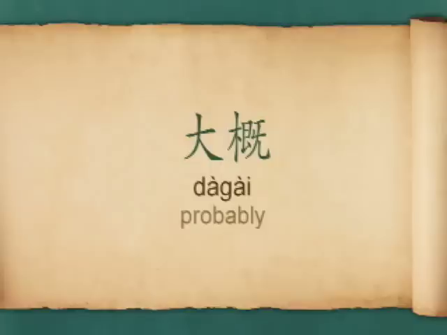Do you recognize the character 大? Very good. 大概 is said with 2 fourth tones. Listen. 大概，大概，大概. Now say it after me. 大概，大概，大概. 大概 means probably. Let's watch and listen to the dialogue again.